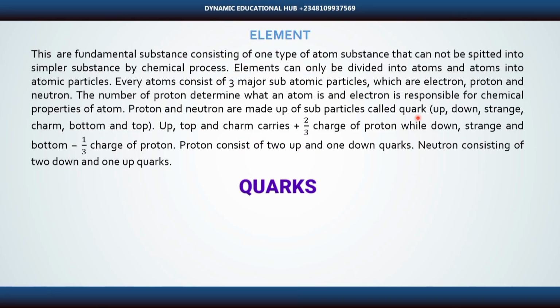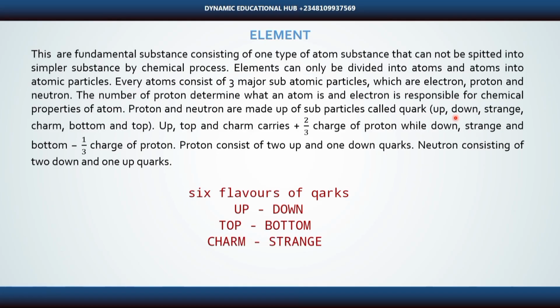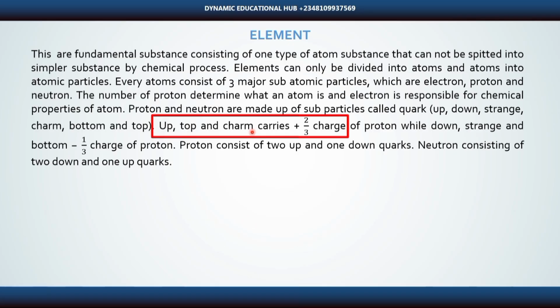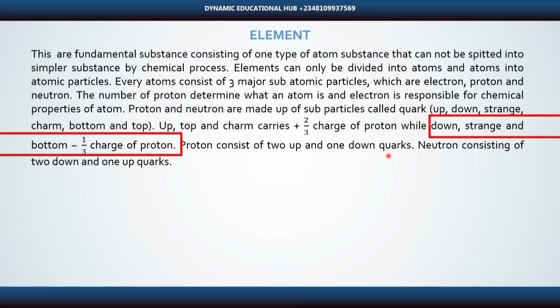Quarks. Which means that you can still go ahead and split a proton in a particle accelerator, as in particle physics. You can split your proton and neutron, which means that they are made up of particles known as quarks. Now we have 6 different types of quarks. We have up, down, strange, charm, bottom, and top. Up, top, and charm have +2/3 charge, while down, strange, and bottom have the opposite.